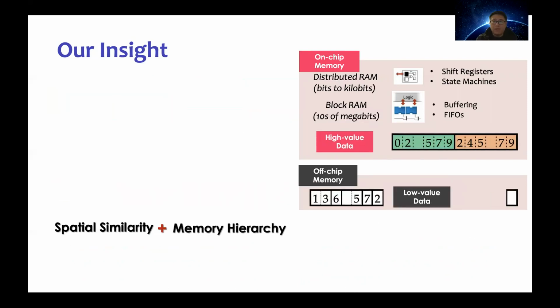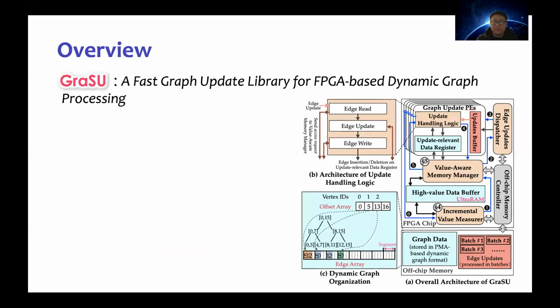Therefore, both of them motivate us to reduce most off-chip communication overheads by applying a differential data management, in which for each batch of graph updates, high-value vertex edges reside on the specialized on-chip UltraRAM, while most low-value ones are stored in the off-chip memory. Based on this insight, we propose GraSU, a fast graph update library for FPGA-based dynamic graph processing.